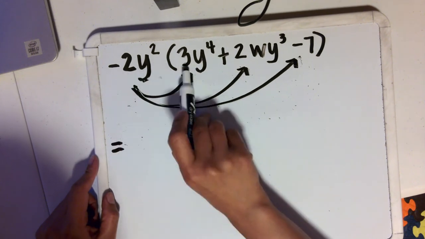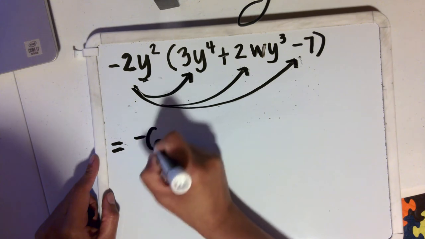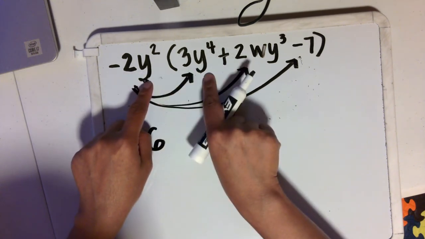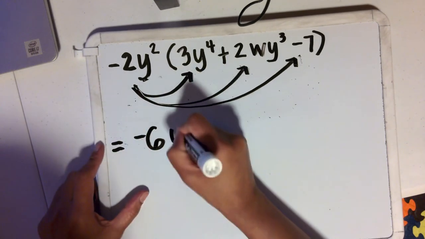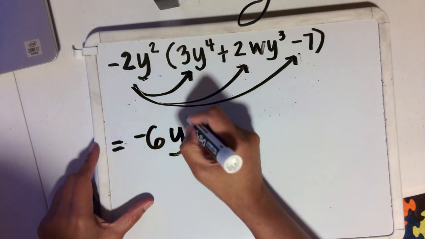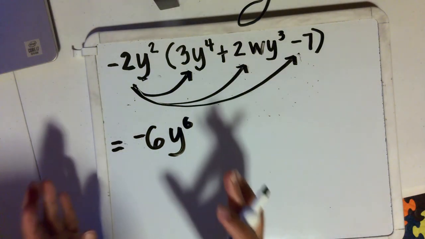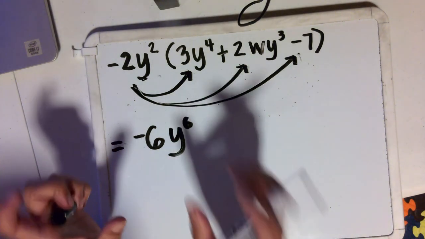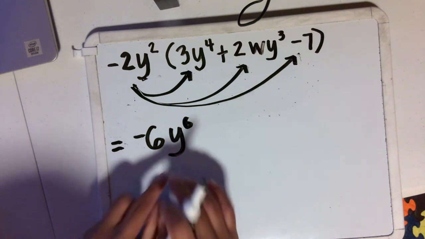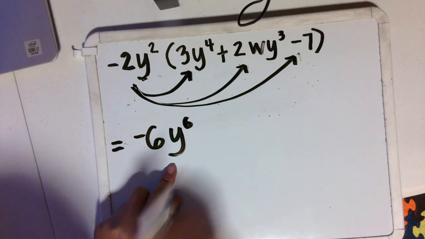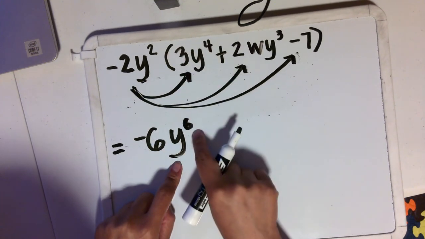That's negative 2 times 3, so that's negative 6. And then the y squared and the y to the fourth have the same base. Therefore, we're going to copy their common base and we're going to add their exponents. That's one of the laws of exponents. When you're multiplying two quantities with the same bases, you copy that common base and you add their exponents. So copy the common base, which is y, add their exponents, 2 plus 4 is 6.